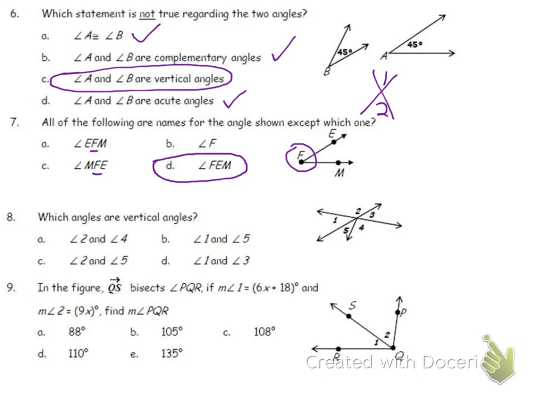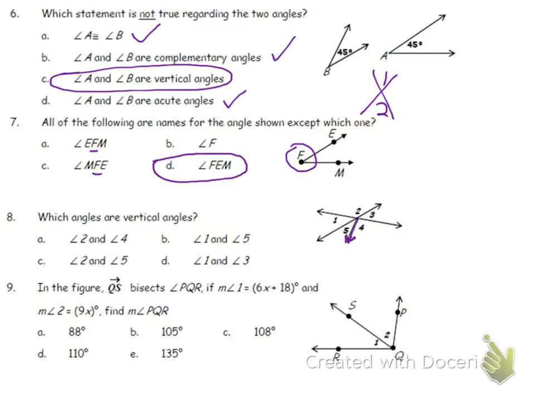Now if we wrote FEM, that would actually be an angle that looks like this, which is clearly not the one we have. Okay, which of them are vertical angles on number 8? We have to be careful here because you notice that line between 4 and 5.